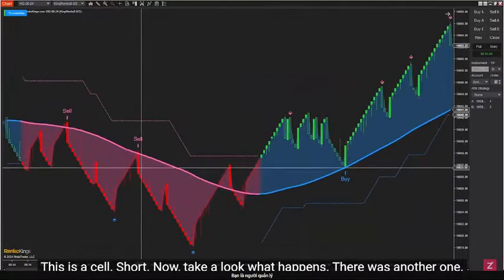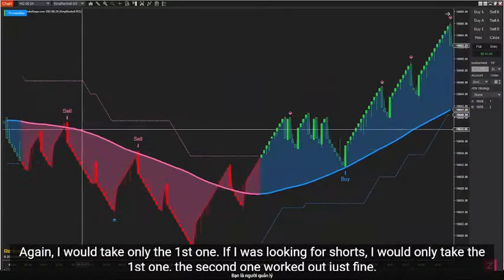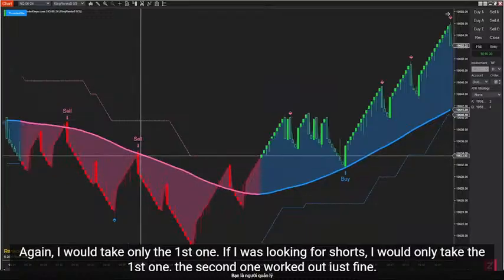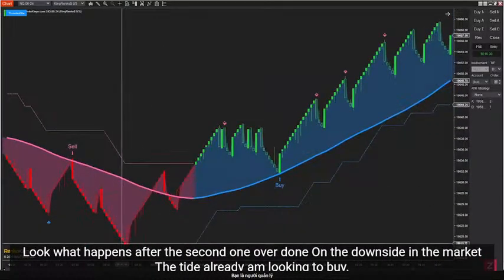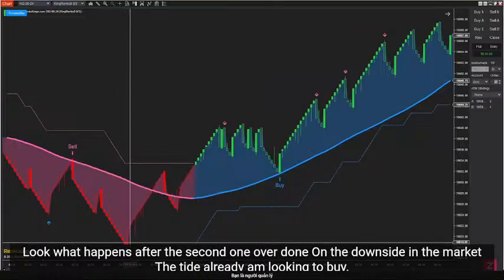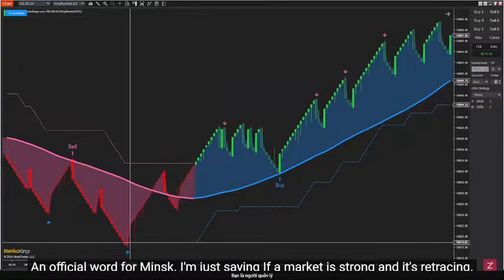Now, take a look what happens. There was another one. Again, I would take only the first one, if I was looking for shorts. The second one worked out just fine. Look what happens after the second one. Overdone on the downside, in the market that I already am looking to buy. So this is, again, just my approach. What I'm saying now is not an official word from Ninjaco.